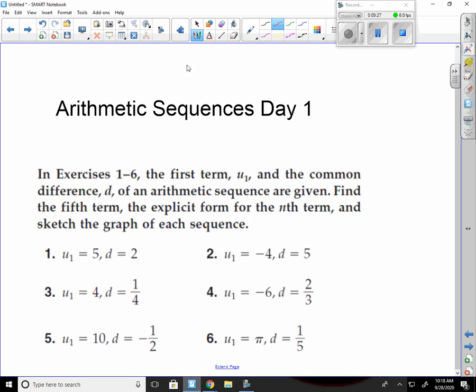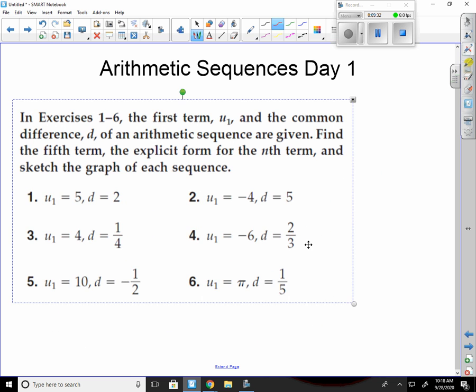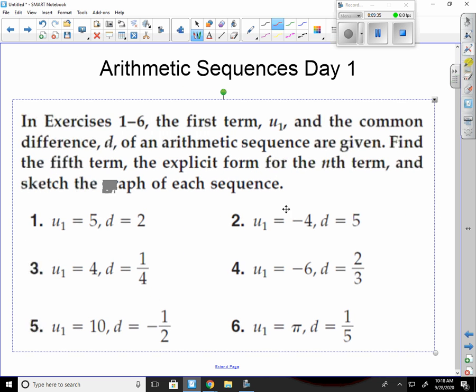Okay, next one, arithmetic sequences, day 1. This one was a little easier, a little nicer to do, not nearly as bad. The first term U sub 1 and the common difference D of an arithmetic sequence are given. Find the fifth term, the explicit form, and sketch the graph. Not really worried about sketching the graph, especially because we can do it on our calculators or on Desmos. But I wanted you to focus in on the common difference and using it to write the explicit form.